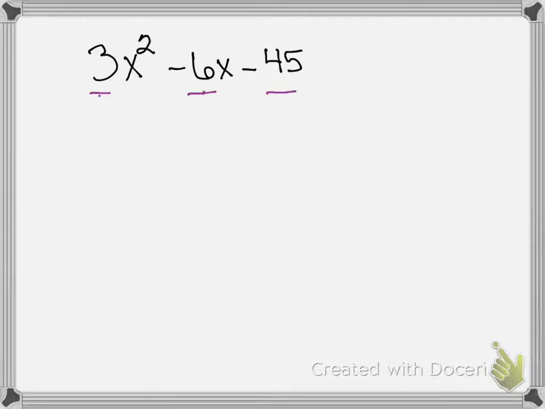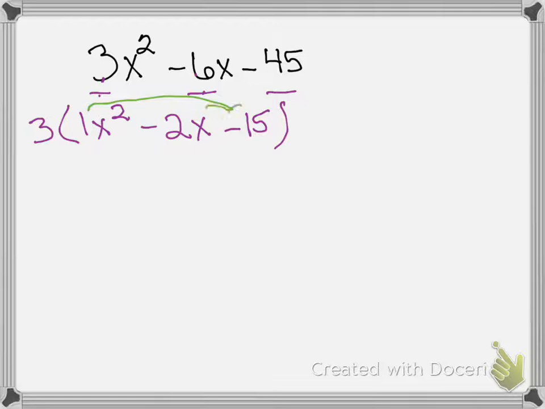So here, we can factor away a 3. 3 divided by 3 is 1, and then we have the x squared. -6 divided by 3 is -2, and then -45 divided by 3 is -15. So by factoring away that 3, we're now left with just a 1 in front of x squared. So we're good to then go 1 times -15, which is -15. So we're trying to find the two numbers then that multiply to -15 and add to -2.